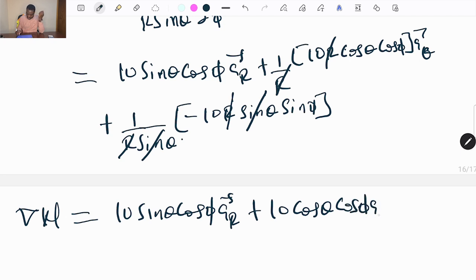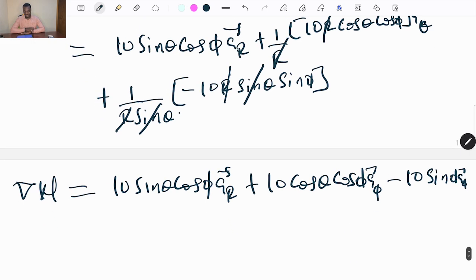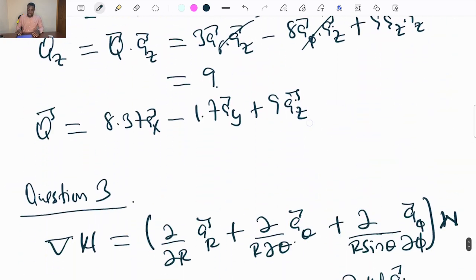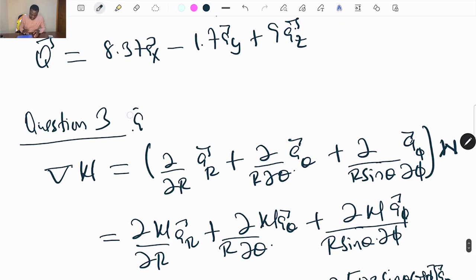Then the last one, plus, so you can see here we have minus. So it will just be minus 10 sine phi along the direction. So we have this as our final answer for the gradient. So now let's go to the next one. This was question 3a, right? So let's go to question 3b.